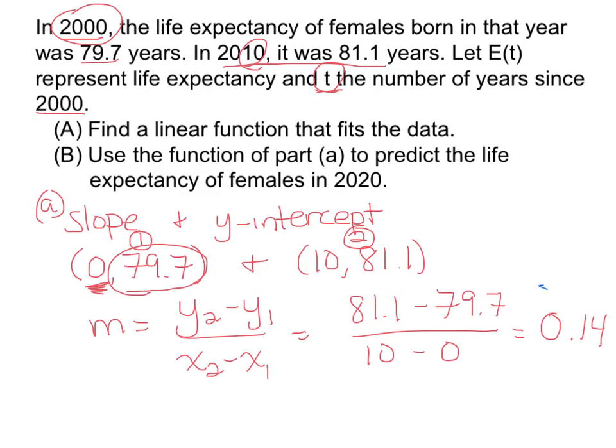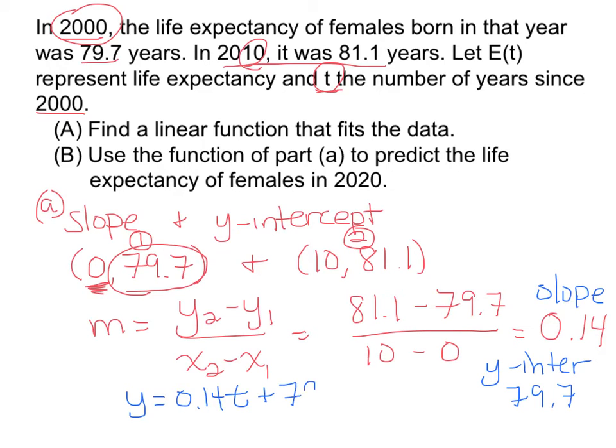So we have our slope, and we have a y-intercept. So we can write a linear model. Y equals 0.14 t plus 79.7. And remember, we wanted E of t. So instead of writing y, we're going to write E of t. And this is my function.